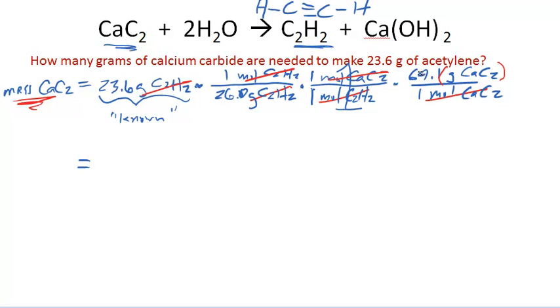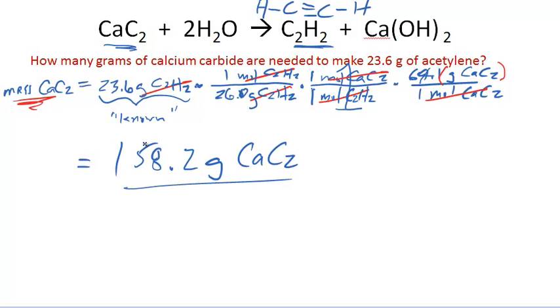And then we multiply that by 64.1, and you should get 58.2 grams of calcium carbide. Okay. And don't forget, you need to have both the number, the units, we're in grams, and the identity of the compound for a complete answer. All right. Okay, let's try the next one.